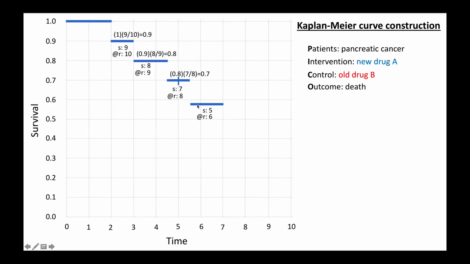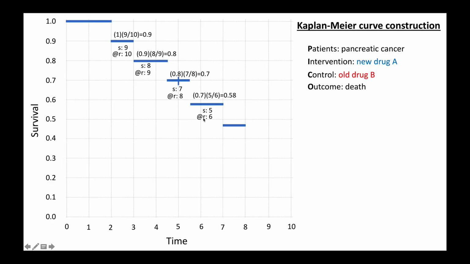So how do we calculate the new cumulative probability? The probability of surviving to the last interval, which is 0.7, times the interval probability, 5 over 6, and we get 0.58 or 58%.